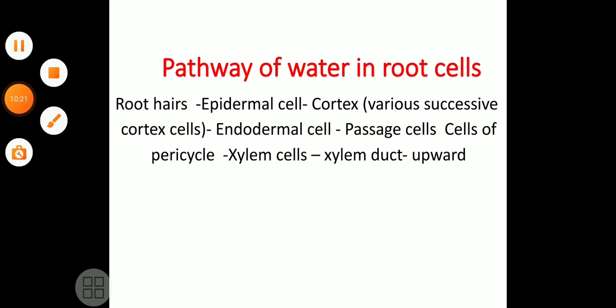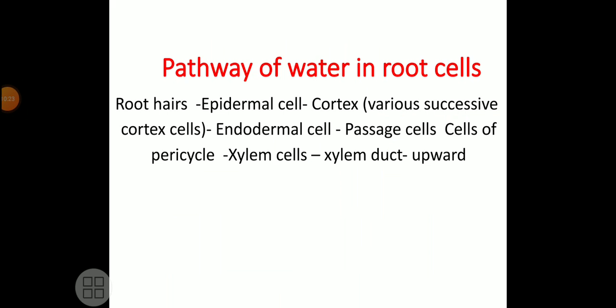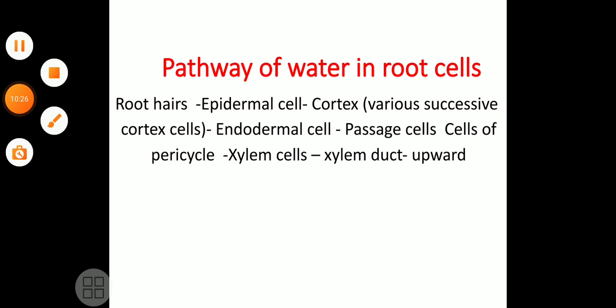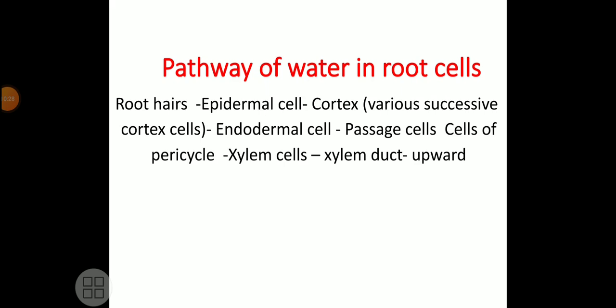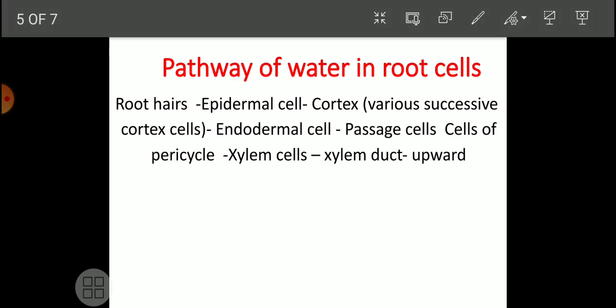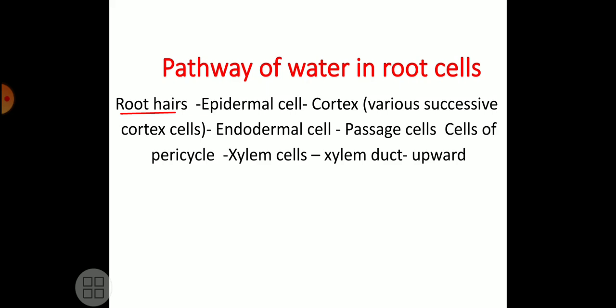In words I have written this pathway of water in the root, and then we have to get an idea diagrammatically, which I will explain to you. First, as I have already said, the main organ, the region of the root through which maximum water is absorbed, is the root hair, isn't it? That is a root hair. Now from the root hair, the water enters into the epidermal cell, isn't it?